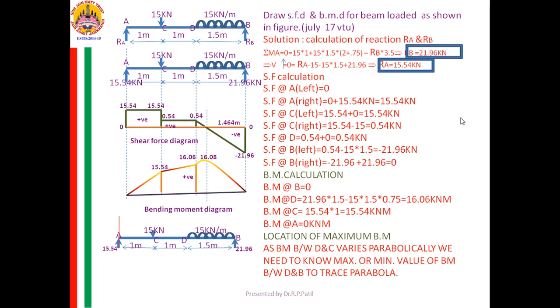Yes, sir. There is a point between D and B. The reason: at B it is negative and at D it is positive. Therefore, somewhere it is 0. I need to trace out that point and I need to complete the bending moment diagram.